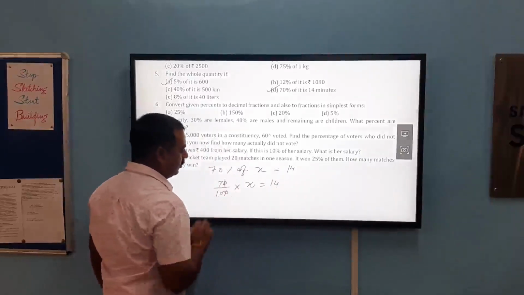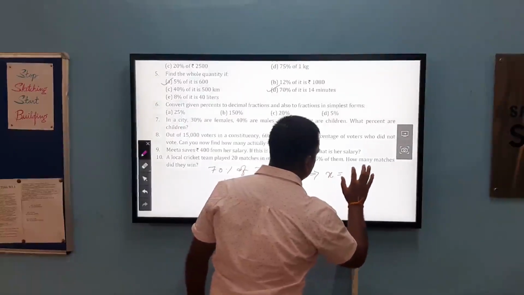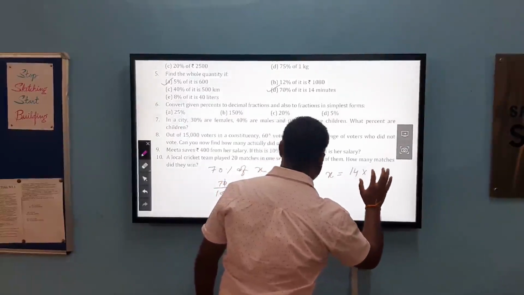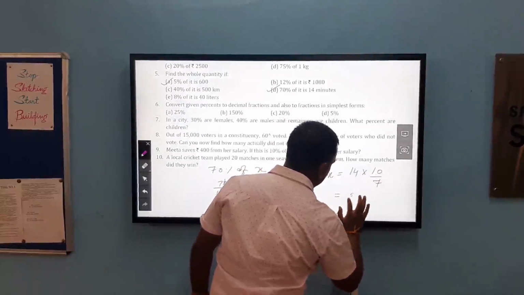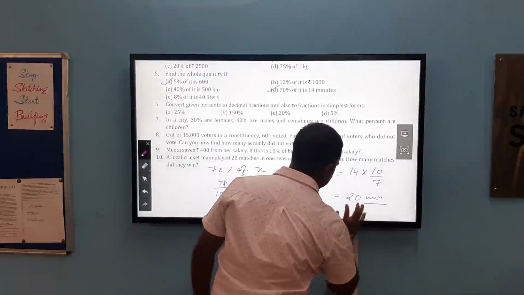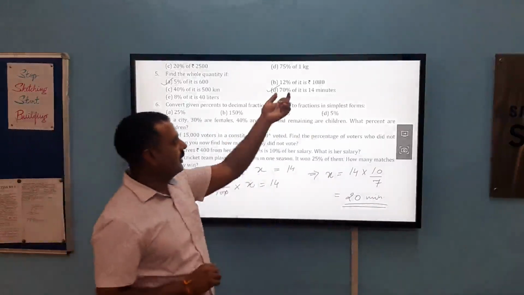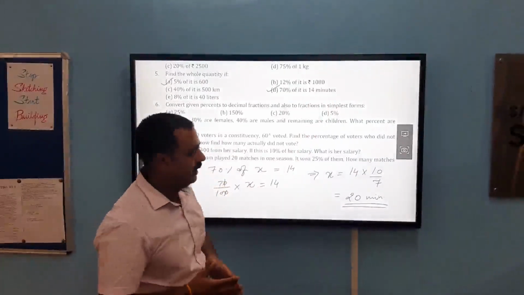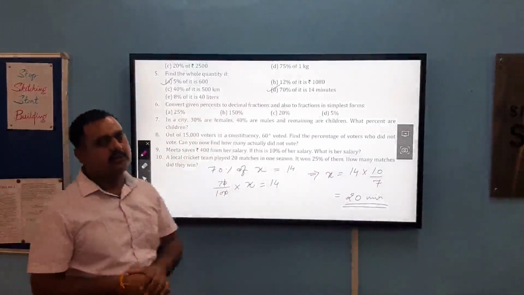So it becomes, after transposing, x is equal to 14 into 10 upon 7, which becomes 20 minutes. This is our required answer. So 70% of 20 minutes is 14 minutes. In this way, we can also solve these other questions.